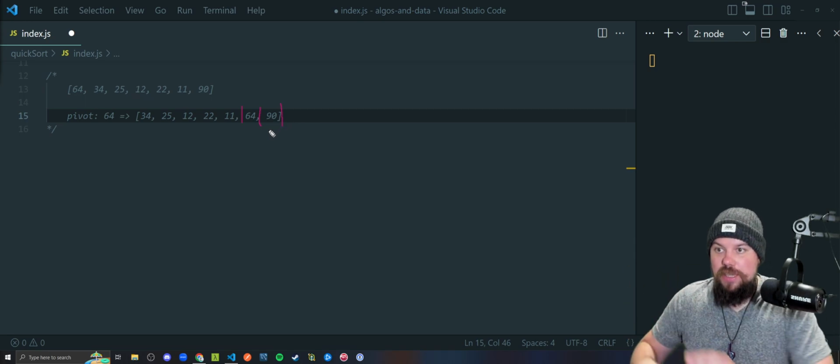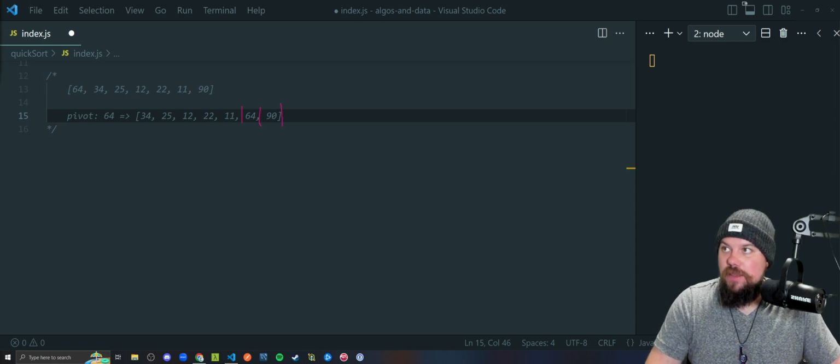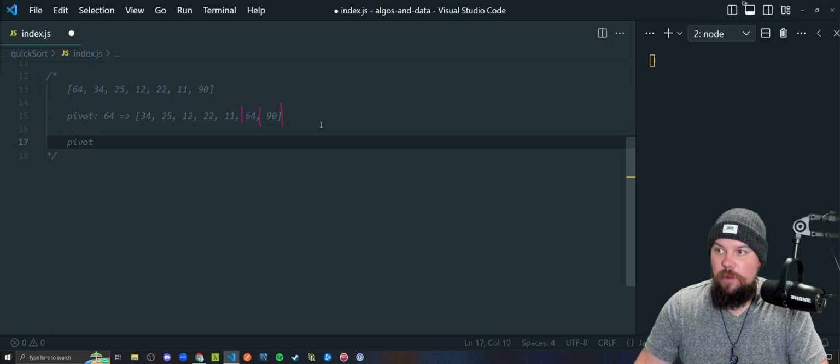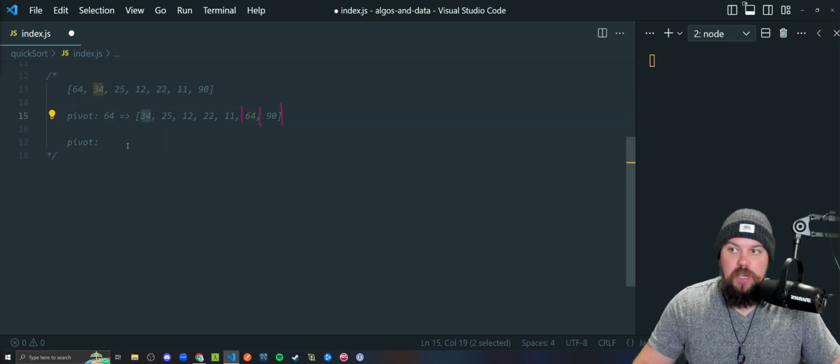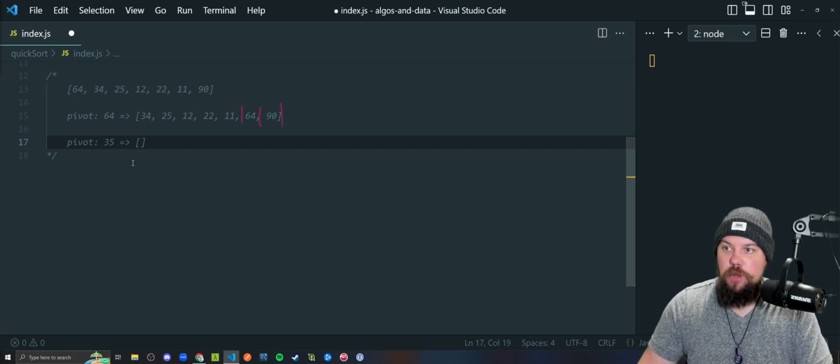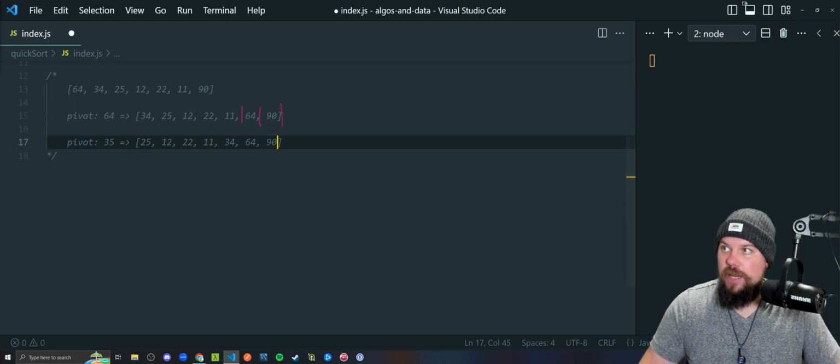Now, the process on the left-hand side is going to repeat in the exact same fashion. We're like, okay, our new pivot for the left-hand subarray is now 34. I'm just going to assume it's the first book. 34, if that's our pivot, here's where we wind up with our new array. Is 25 less than 34? Yes, it is. Is 12 less than 34? Yes, it is. 22 and 11 are all less than 34, and our current subsections are already correctly done.